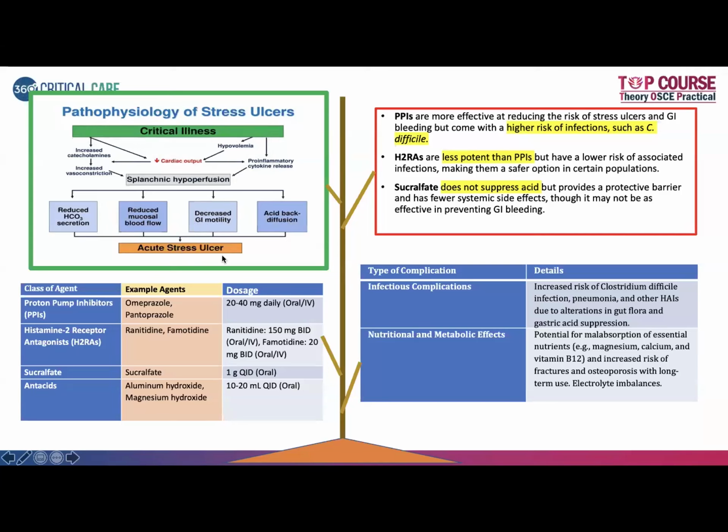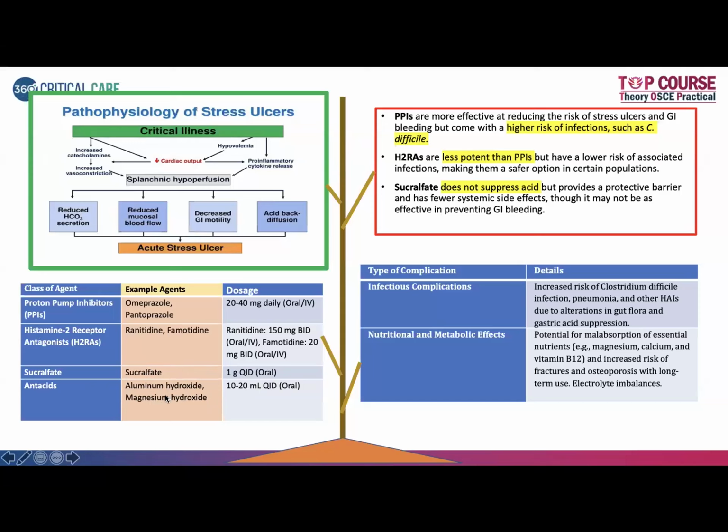So what are the agents that can be used? Proton pump inhibitors, H2 receptor blockers, sucralfate, and antacids. Sucralfate is going to coat the ulcer, or just act as a barrier. It is not going to neutralize the pH, so you should remember this is not going to be effective. Antacids, aluminum hydroxide and magnesium hydroxide, 10 to 20 ml 4 times a day, are also not going to be effective.